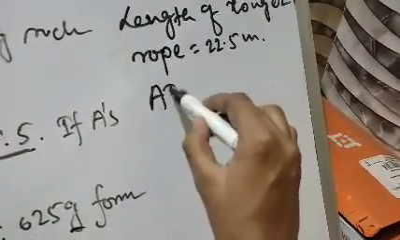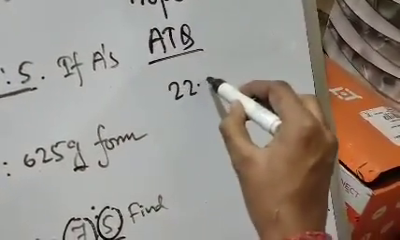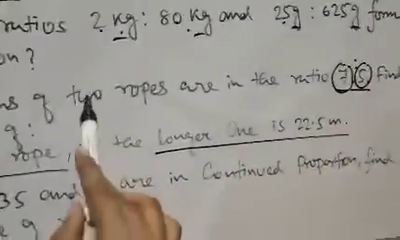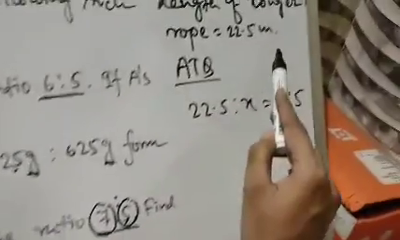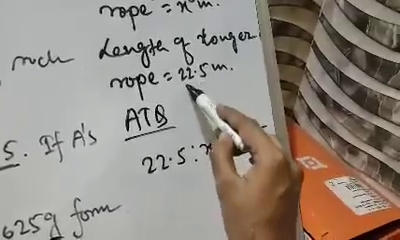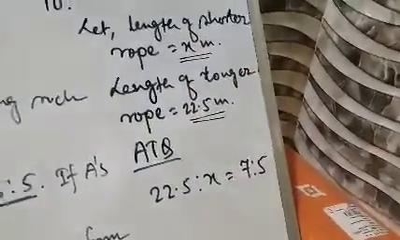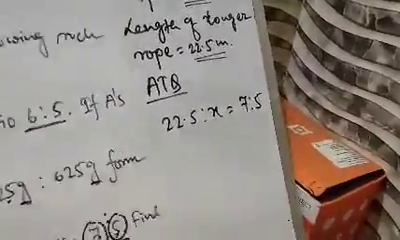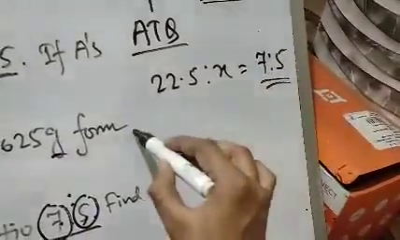Now according to the question we can write that 22.5 is to x equals 7 is to 5, because 7 is to 5 is the ratio of the lengths of the two ropes, longer rope and shorter rope. Here 22.5 is the length of the longer rope and x is the length of the shorter rope, so this is also the ratio of the longer rope and shorter rope. So both of them will be equal. So we have equated them both. Now simplify.